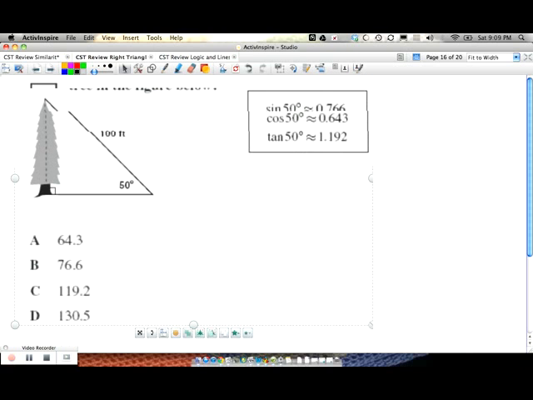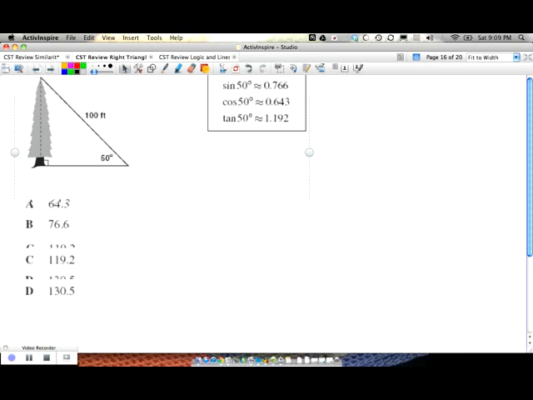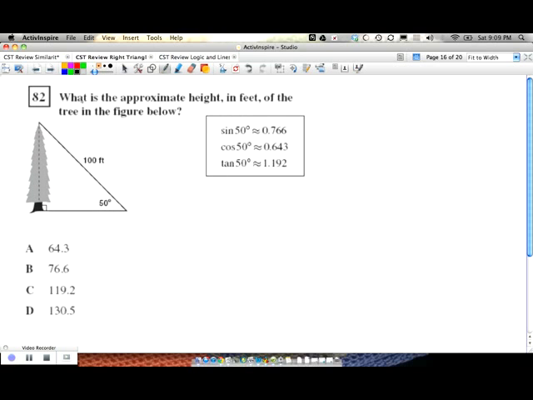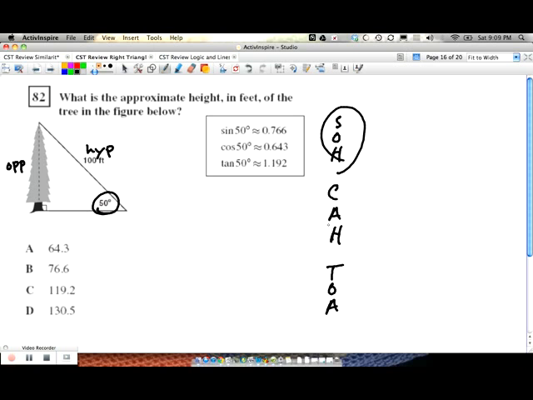Alright, this one's a lot like what we did with the street lamp, except now we're looking at a tree, seeing how tall the tree is. It says, what is the approximate height in feet of the tree in the figure below? Well, I know that here's my angle, and I'm looking for the height, so that's my opposite side. And I also have my hypotenuse to help me form a relationship here. So if I'm thinking about SOHCAHTOA, the acronym, it kind of solves all these problems. Let's see which one we can use. We have the opposite and the hypotenuse, so we're going to use sine again.